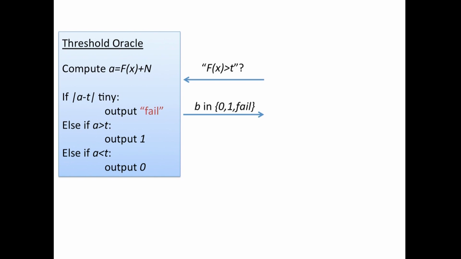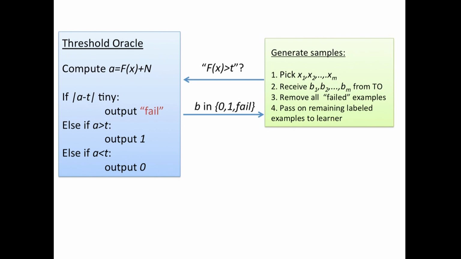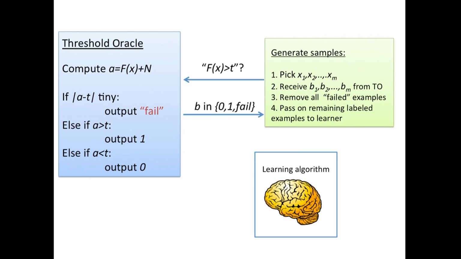And using this threshold oracle, you can generate examples, x1 through xm, by giving them all to the threshold oracle, getting the answers to all those queries, and then throwing away all the examples that return fail. You don't know what happens on them, but you know that the others, where it didn't return fail, are correct. Okay? So what you do is pass on the correctly labeled examples to the learning algorithm, and you hope that there are enough of them, and then it'll spit out a good hypothesis. Okay? So how do you generate the x1 through xm? It depends on what your learning algorithm works over.